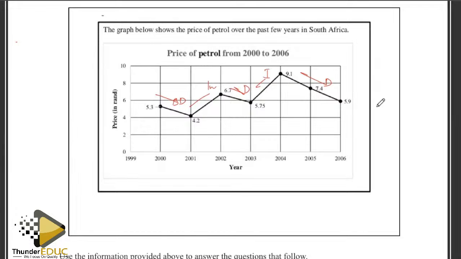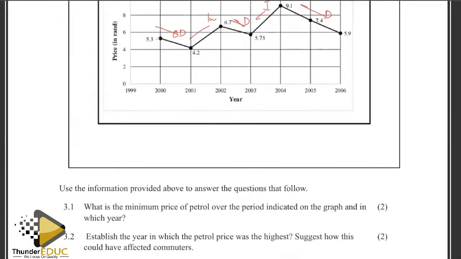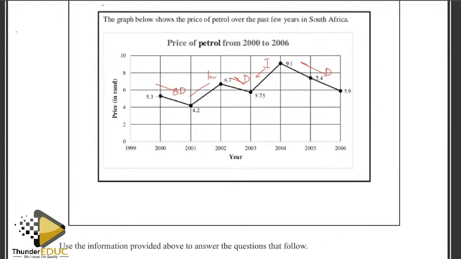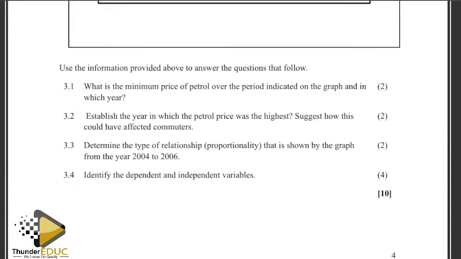All right, let's go on and analyze these. Which one is dependent? The price depended on the years, and the years were independent. So the price is dependent. Okay.